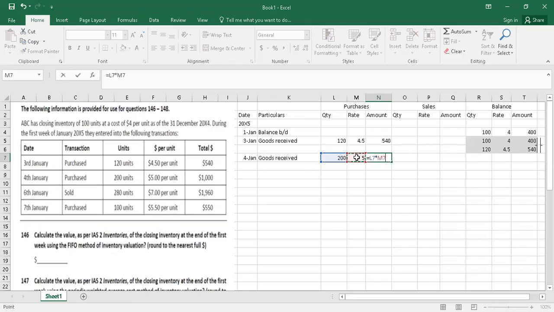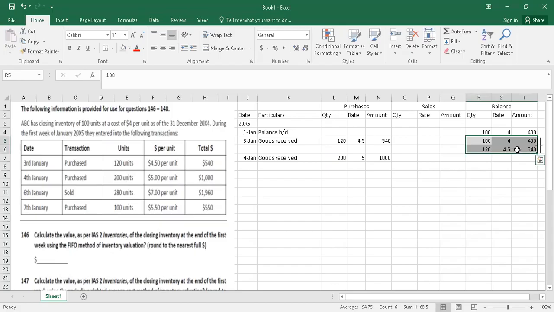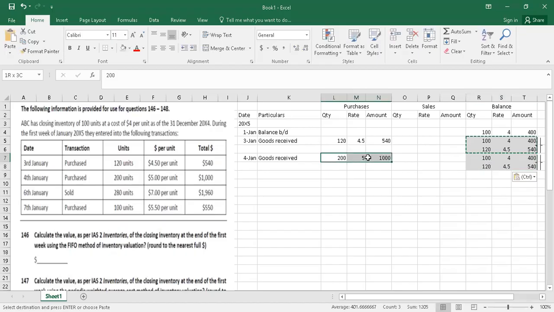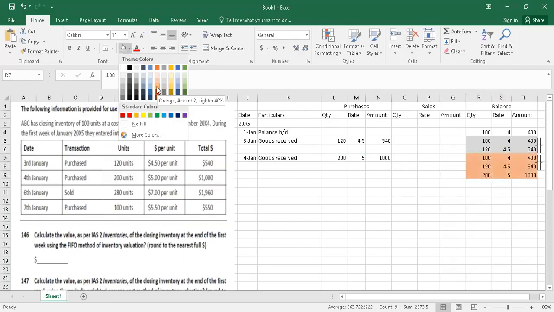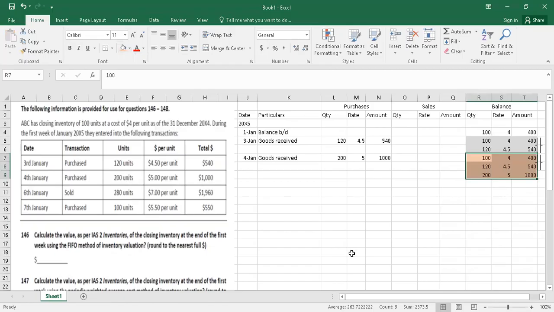Just multiply, and then we see that the previous balances are there. Apart from that, now they have received a third lot with a different price. So this is the balance as on 4th January. Now comes 6th January. I hope all of you have made a note of this.